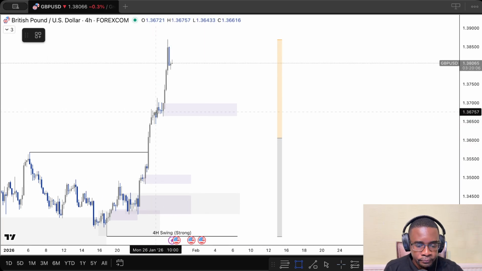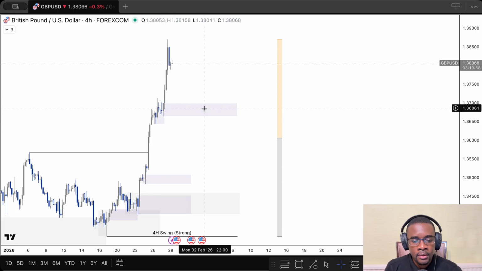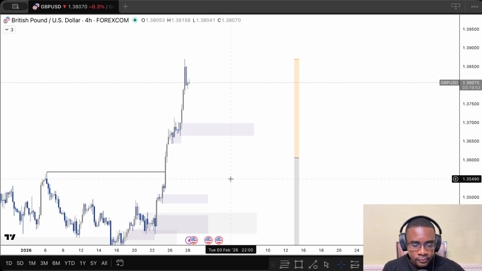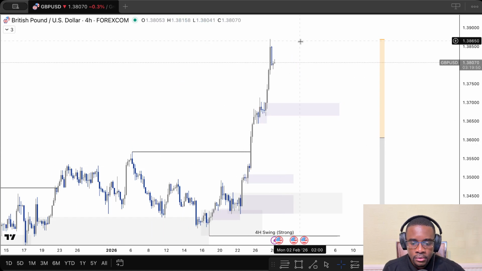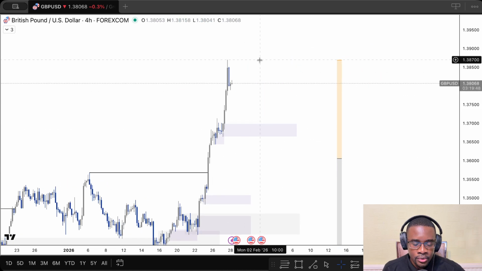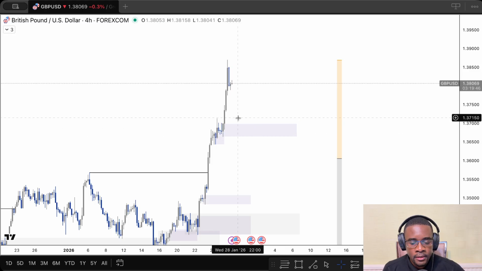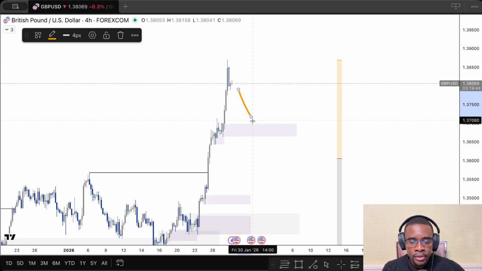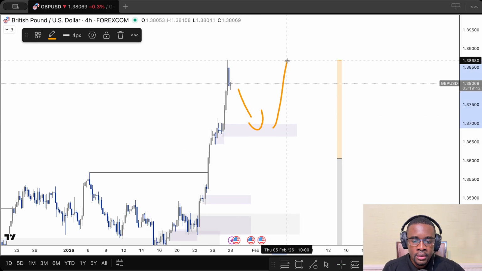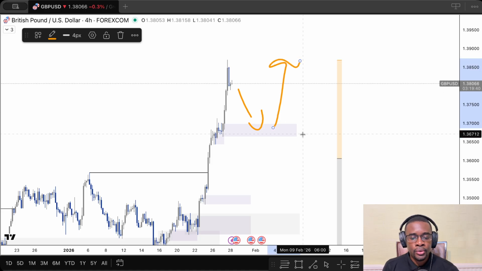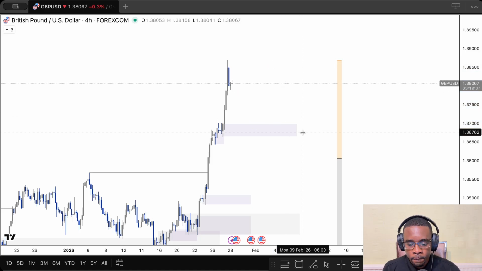The area below has been mitigated, and price took off strongly at that as well. So price could continue right from this area. That's the expectation: price to come down and then continue bullishly.